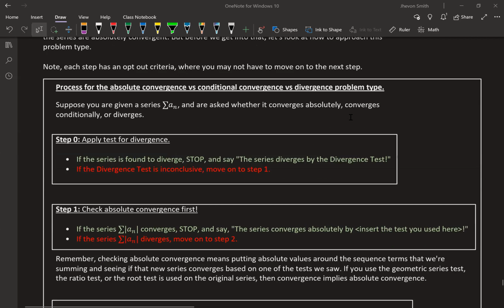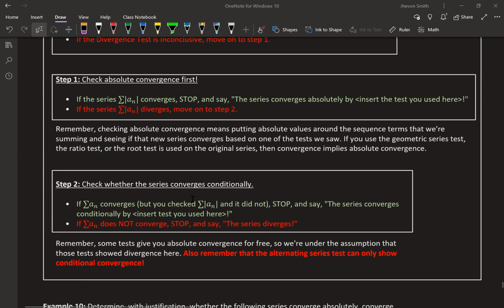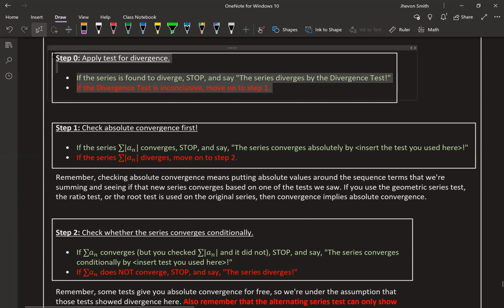Okay, so the process for doing an absolute convergence versus conditional convergence versus divergence problem type. There are really 3 steps that you want to consider, beginning, of course, with step 0, which is always the first thing you want to do.